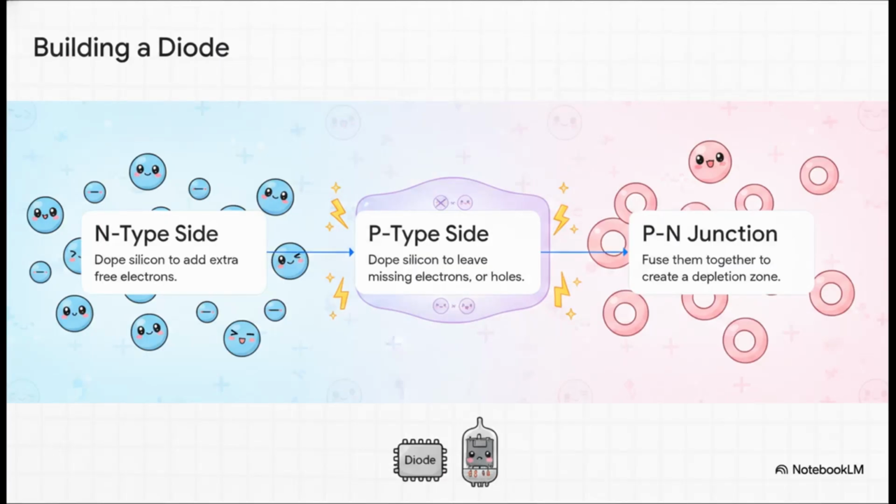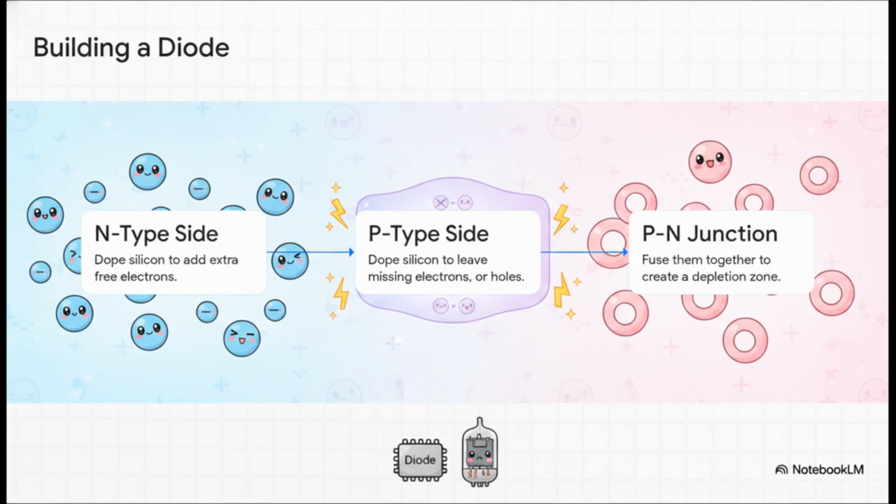So here is the exact microscopic recipe they discovered. First, you dope one side of a silicon crystal so it has all these extra free electrons. We call this the N-type side. Then, you dope another piece so it's actually missing electrons, creating what we call holes. This is the P-type side. It helps to think of the electrons as cars and the holes as empty parking spaces.